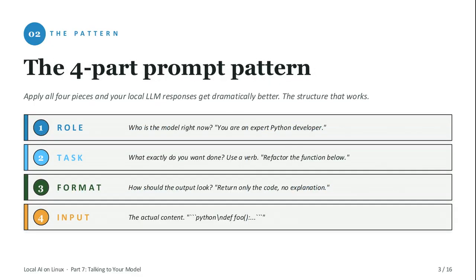With that mindset in place, here's the structure I keep coming back to. 4 parts, in order. Role sets who the model is. Task names the verb, what you actually want done. Format pins down the shape of the output, which is where most people lose control. And input is the raw material, kept clearly separated from your instructions. Miss any one of these and quality drops in predictable ways.